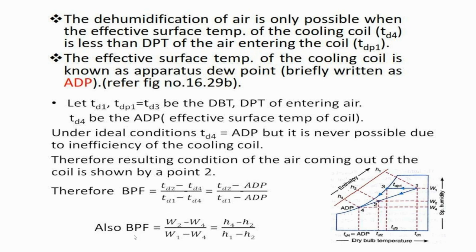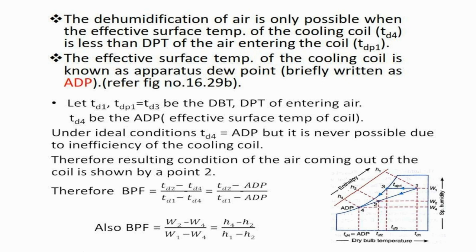Now the effective surface temperature of the cooling coil is known as the apparatus dew point temperature, briefly written as ADP. So let Td1 be equal to Td3, as discussed in the condition, the DPT of the entering air. So Td4 would be ADP here. Under the ideal condition, Td4 is equal to ADP. Td4 here is the apparatus dew point temperature, which is the coil surface temperature.